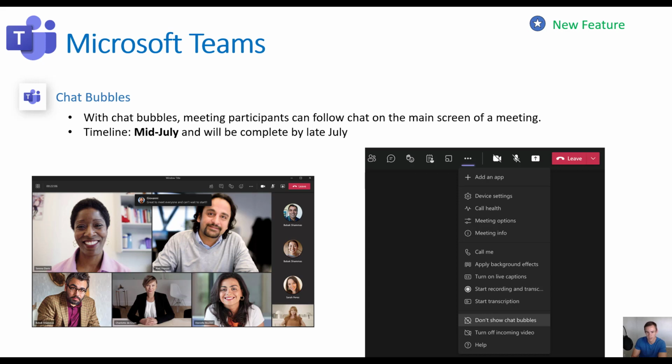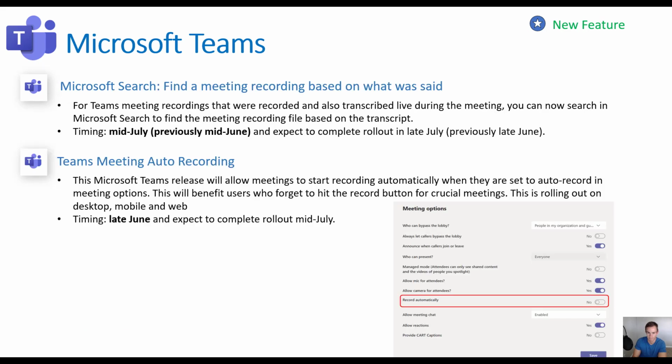When there is a new message that comes through, it's only temporary and then it is removed after a couple of seconds. It's alleviating some of the pain point of having to click on that icon at the top of the screen or look at chat in a separate window, especially for presenters and things of that nature. Over on the right hand side, you can see that as a user you can disable this as well. This will be coming out mid-July and be complete by late July.